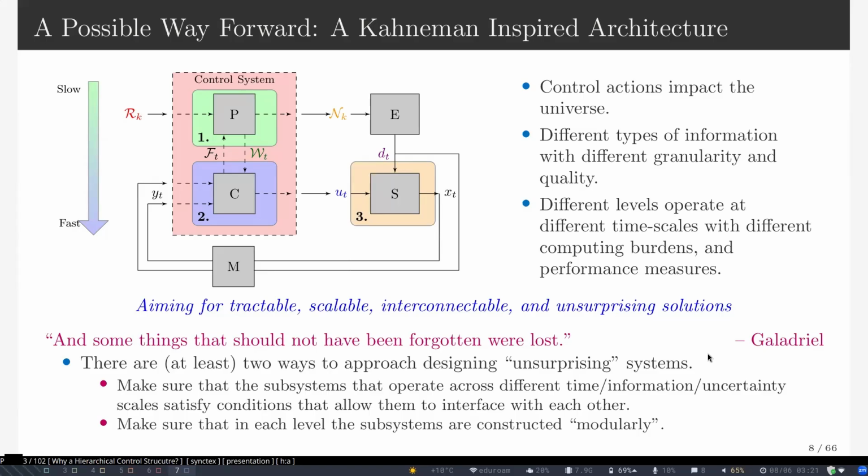There are two ways to approach design. One is to have what people often call time scale separation, or information scale separation, to pull them apart. And then maybe we have to think about it a bit more in terms of modularity, separating subsystems from each other, to really be able to have a plug-and-play view of the system we work on.